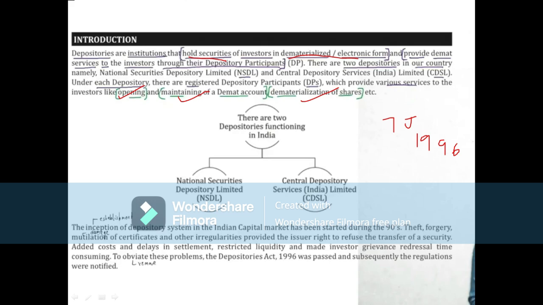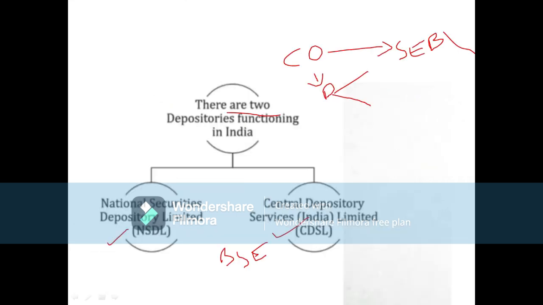As we have studied, there are prominently two depositories in India, which are NSDL and CDSL. Now the inception of the depository system, which is nothing but the establishment, in the Indian capital market started during the 90s. Due to theft, forgery, and mutilation, which means damage of certificates, all these problems could be caused with physical certificates. In order to remove these problems, the Depository Act came into existence. It was passed in 1996, with regulations.